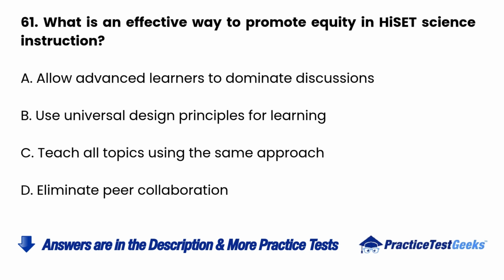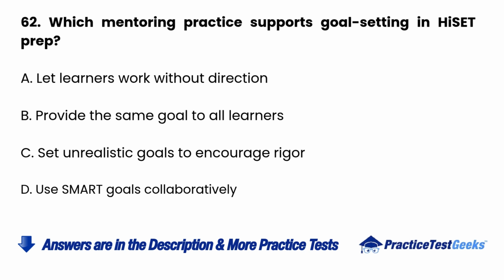61. What is an effective way to promote equity in HiSET science instruction? A. Allow advanced learners to dominate discussions. B. Use universal design principles for learning. C. Teach all topics using the same approach. D. Eliminate peer collaboration.